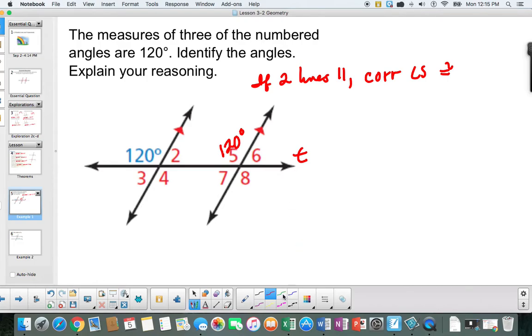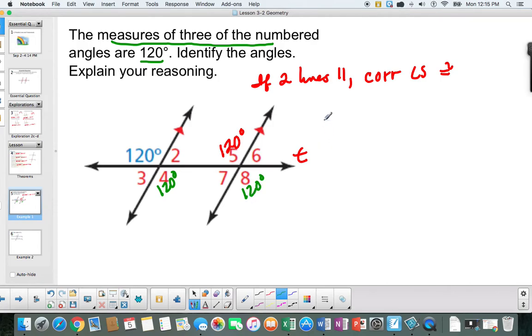All right, I'm going to use another color. These two angles are vertical, so this is 120. These two angles are vertical and these are 120. So the question was asking for the measures of the 3 angles that are measuring 120, and that will be angle 4, angle 5, and angle 8.